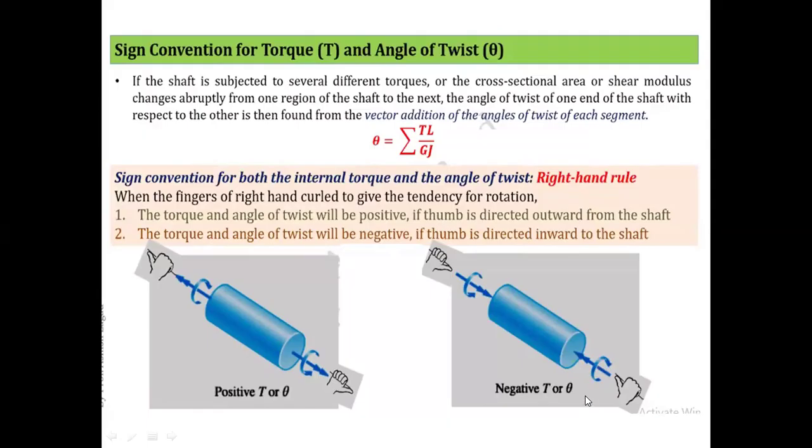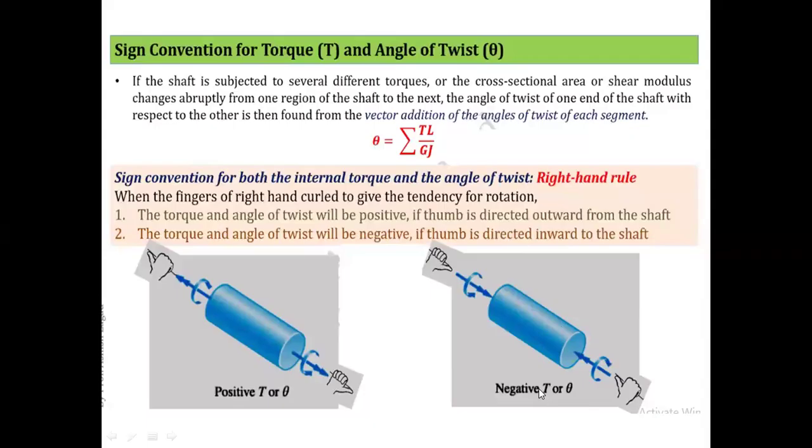Now, if you apply the right hand thumb rule and look at this side, these are the curled fingers and this is the direction of the shaft. So when the shaft is rotating in the anti-clockwise direction, at that time what will happen? The torque will be negative. The thumb is towards the shaft and the direction of rotation is anti-clockwise.